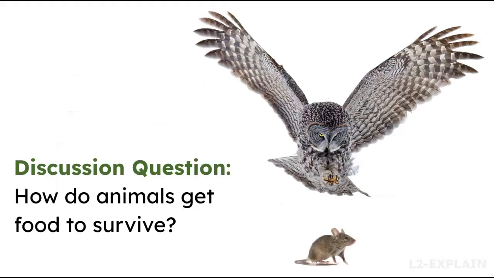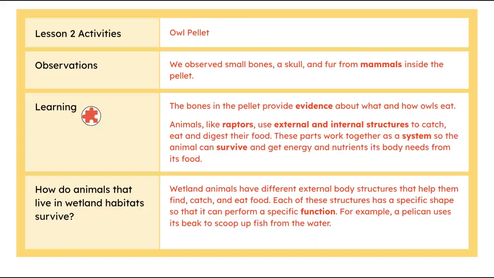For the Explain portion, you'll bring the class together and lead a discussion about students' observations from the investigation. You'll use the provided questions to guide your discussion around the question, how do animals get food to survive? The goal of this class discussion is to analyze student observations from the owl pellet and identify how the owl survives by eating and digesting its prey. You'll use the discussion to create the Lesson 2 summary chart.